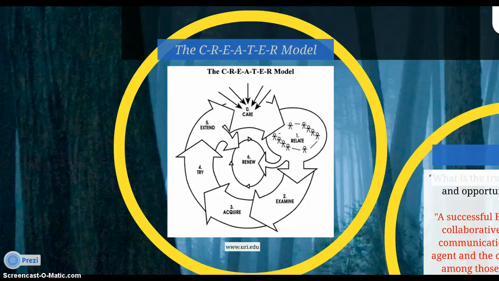They present 7 ideas in a circular format, which is known as the CREATER, or Creator Model. Even though the process seems linear in nature, it is a series of cycles. The 7 parts include care, relate, examine, acquire, try, extend, and renew. Sometimes it may be appropriate to jump ahead and then circle back in the cycle. We will look at each stage separately.